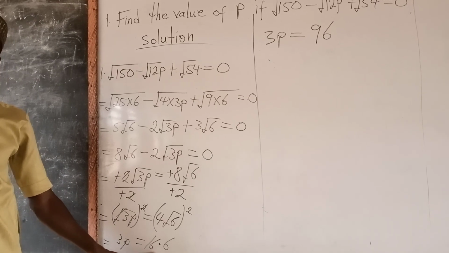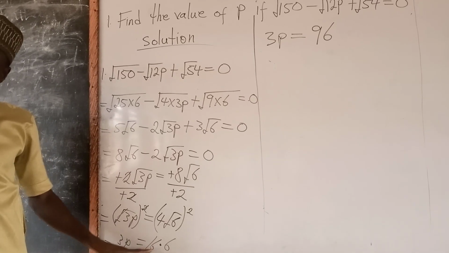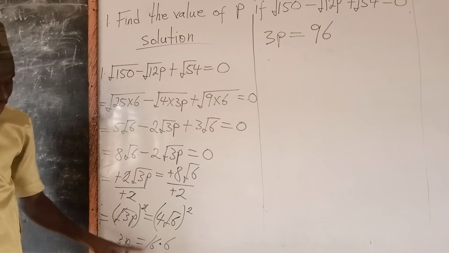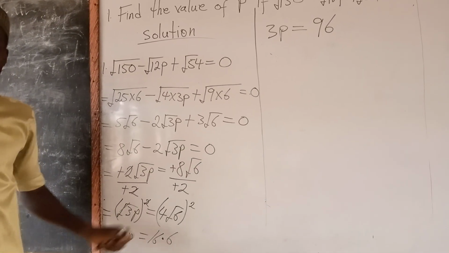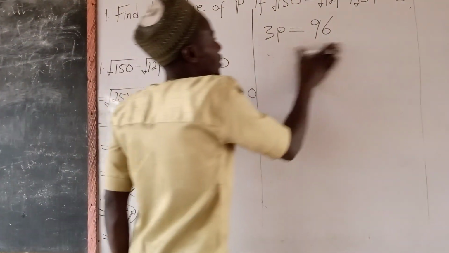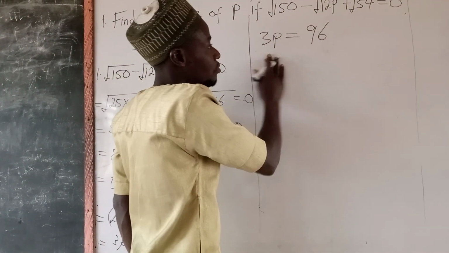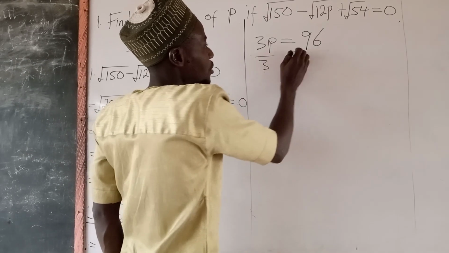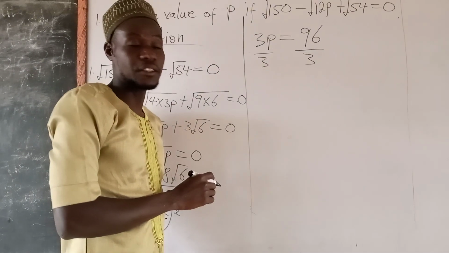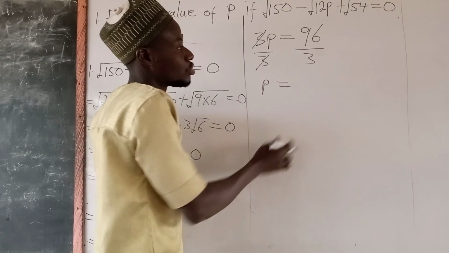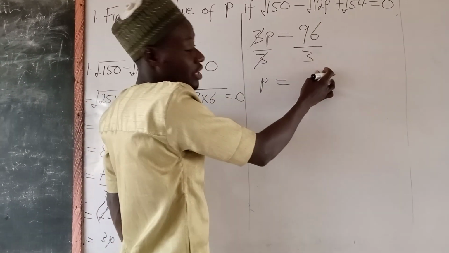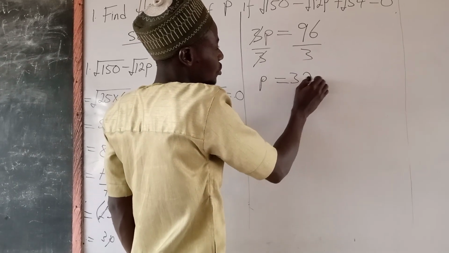6 times 6 will give you 36. So you have 3 remainder 6. So 6 times 1 will give you 6 plus your 3, 96. Now at this stage, you divide both sides by 3 because you want p. So 3 will cancel 3, leaving your p to be equal to 96 divided by 3 will give you 32.